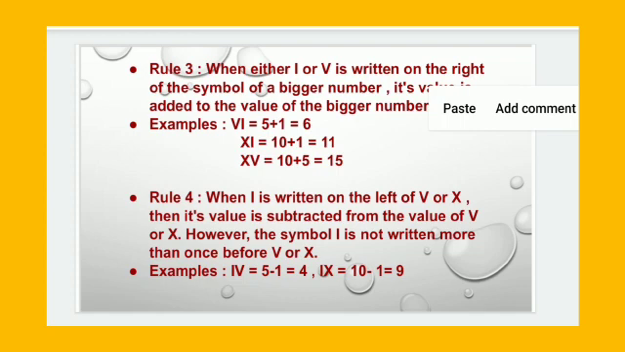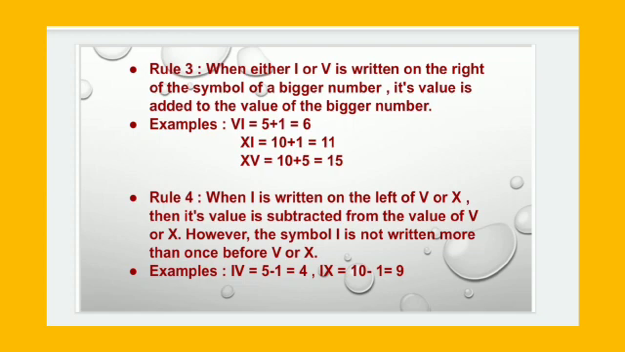Now students, just now we have seen rule number 3, which we use for addition purposes. Okay, that time we are writing the smaller value to the right of the bigger number. So right means after, and left means before. So rule 4 we are using for subtraction, and in that case we will not use I more than once. Means we can use I only once. Okay. So now see with the help of examples.